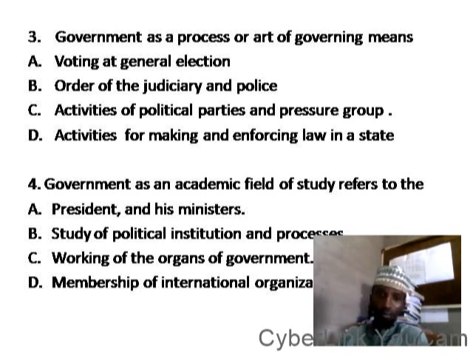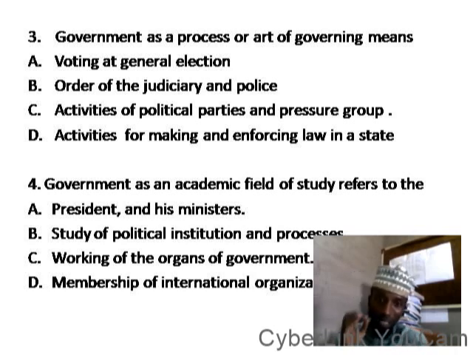Number 4 says government as an academic field of study refers to the: A. The president and his ministers. B. Study of political institutions and processes. C. Working of organ of government. D. Membership of international organization.